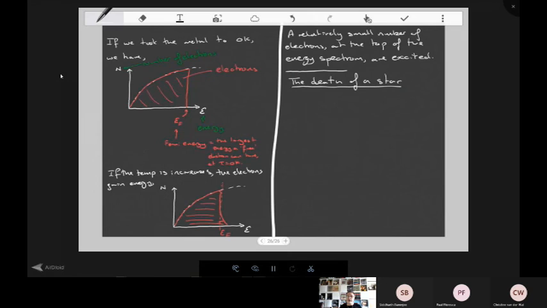What I'd like to do now is how the concept of degeneracy is used to explain how stars die.